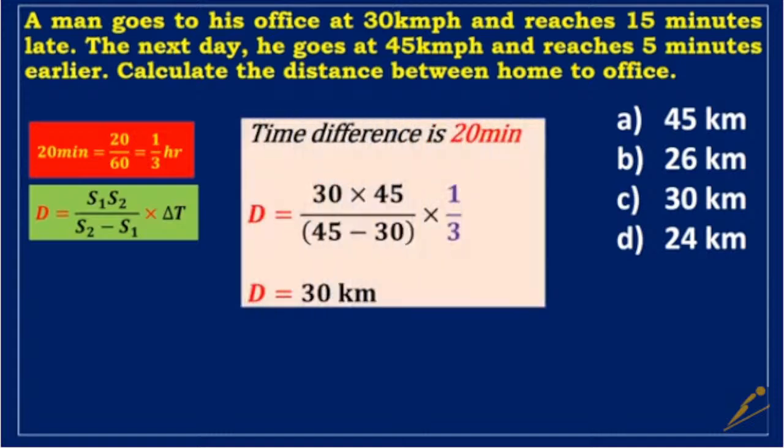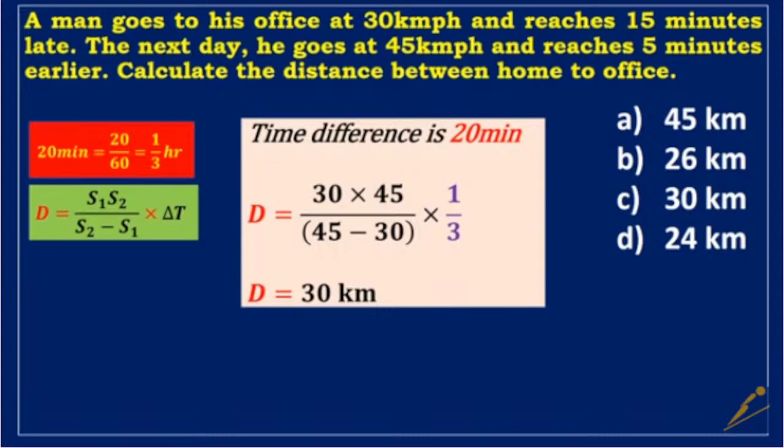When the total difference in time for two journeys at two different speeds for traveling certain distances is given, the distance of the journey is equal to S1 S2 divided by S2 minus S1 into del T. Substitute these values in the equation, we get a distance of 30 kilometers.